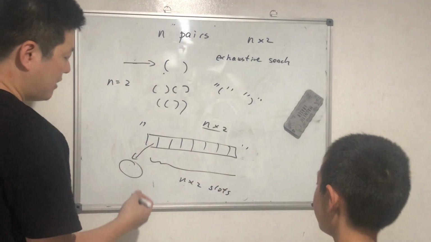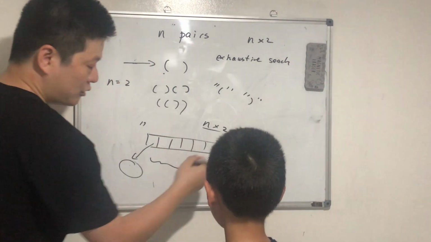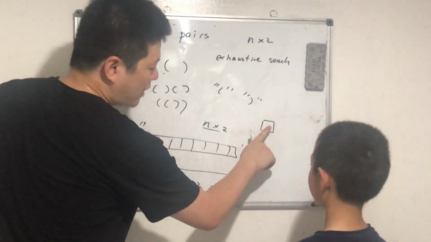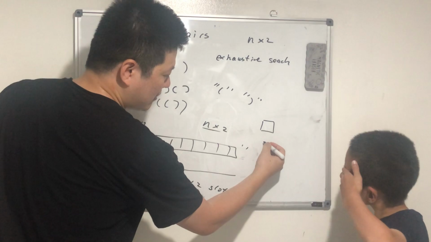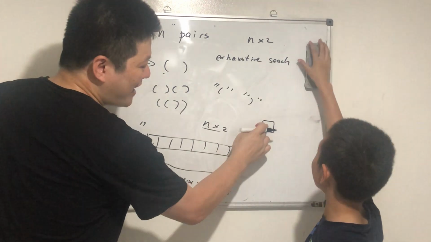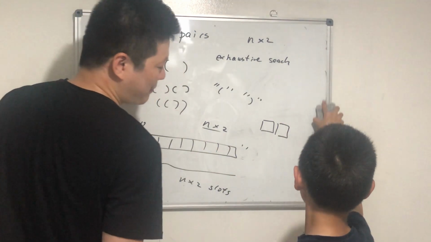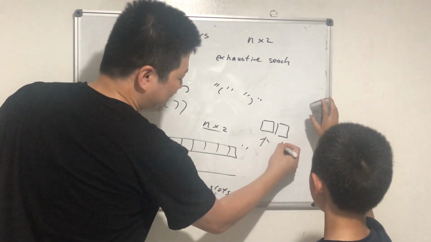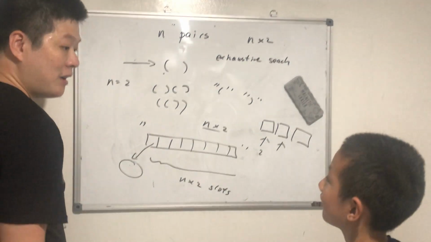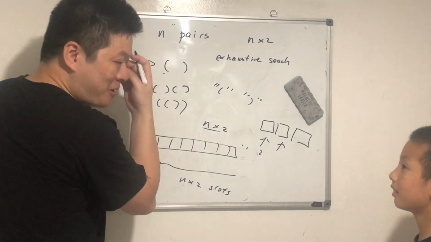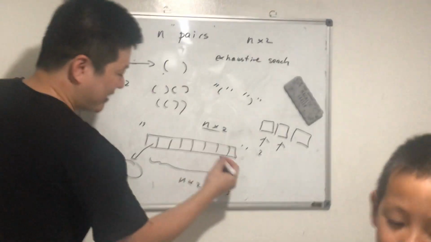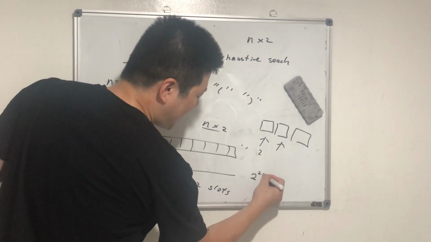How do we do this? For n equals 1, how many possibilities? 2. For n equals 2, how many? Here are 2, here are 2, so 4. And n equals 3? 2, 4, what's next? 8. Yes. So it's 2 to the power of 2 times n, since that's the length.